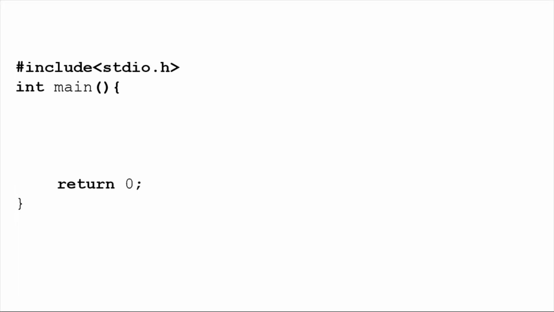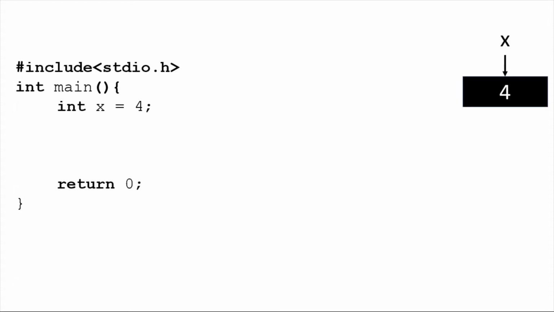Now here we have our basic program body. Let's create an integer x and give it a value 4. Now we created a variable x which has a value of 4. This value will be stored at some memory address, for example say 6000.